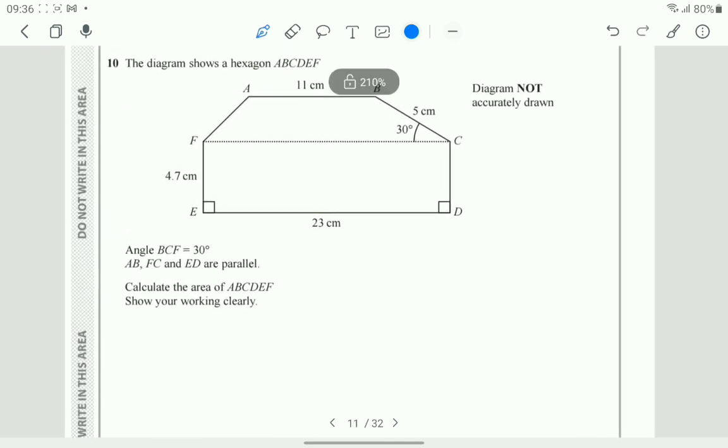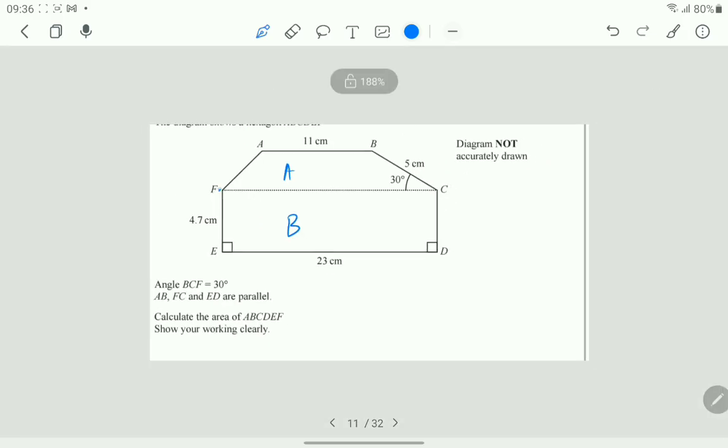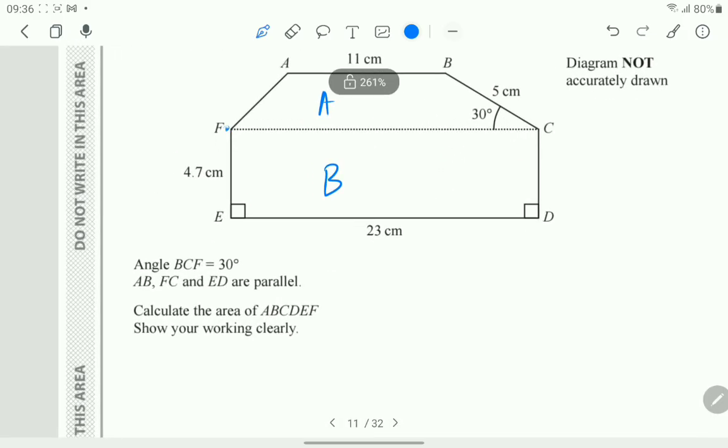Question 10 states the diagram shows a hexagon ABCDEF. ABCF is a trapezium, and EFCD is a square. So let's take it step by step. So in order to find the area of the trapezium, let me complete the question. Angle BCF equals 30 degrees. AB, FC, and ED are parallel. Calculate the area of ABCDEF.